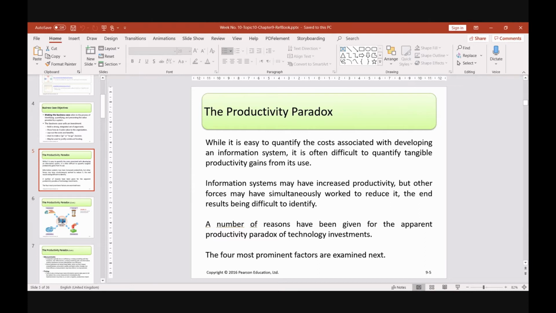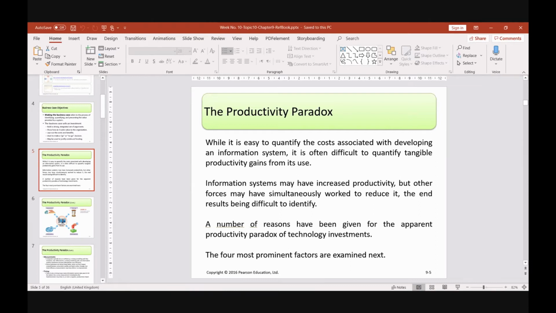Information systems may have increased productivity, but other forces may have simultaneously worked to reduce it, the end result being difficult to identify. So you have a very good information system, but some other factors are creating a problem for the organization. For example, nowadays we have many factors like COVID. Because of COVID, many things have been disturbed. Even though you have the full technology, you are still facing a problem.